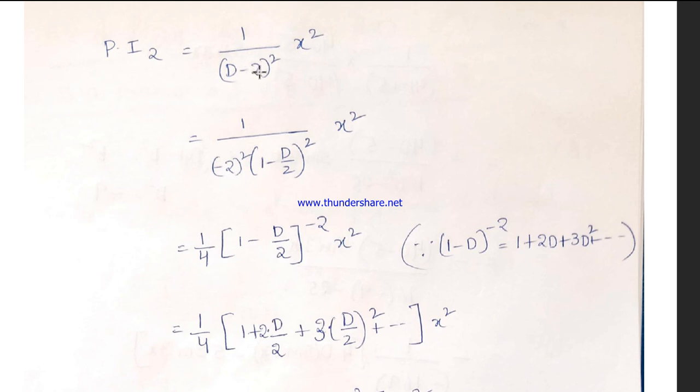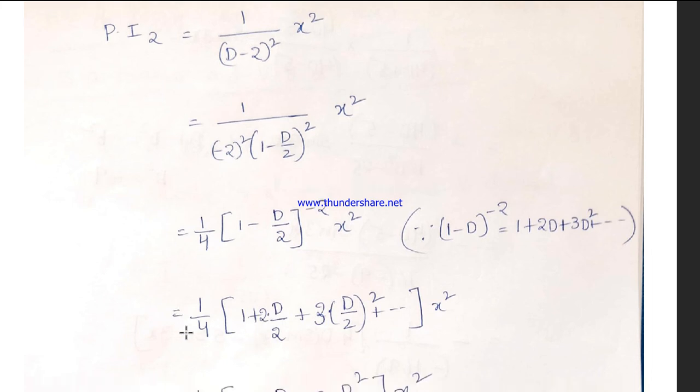So minus 2 common means it becomes 1 minus D by 2 whole square into x square. So 1 by 4: minus 2 whole square means 4, so write 1 by 4 outside as a constant and write this term as (1 minus D by 2) whole power minus 2 into x square. We are using the expansion (1 minus D) whole power minus 2. So in the place of D we have D by 2. So that's why we can write the expansion is 1 plus 2D plus 3D square plus so on. We can stop at D square term because we have x square.